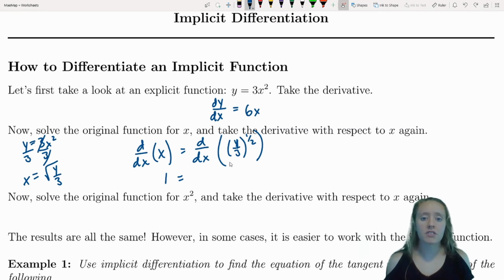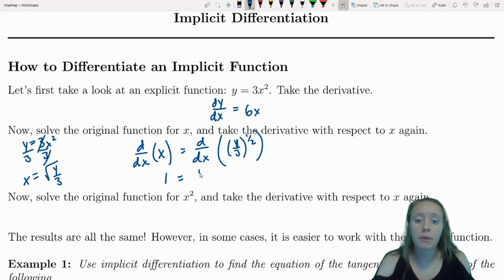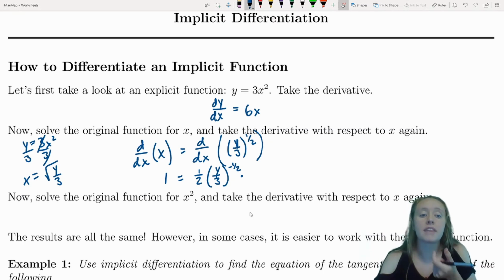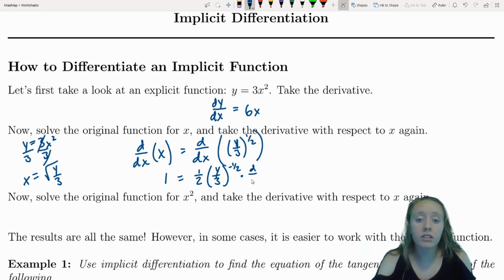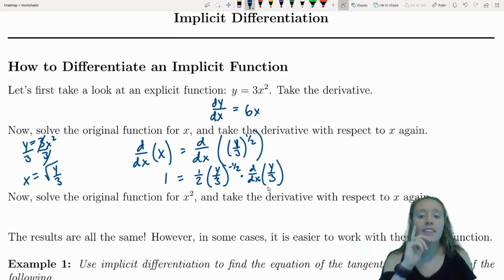Well, it's going to be a little bit of chain rule, right? We have y over 3, which is some function raised to the 1/2. So what I'm going to do is I'm going to bring my 1/2 down in front. I still have my same inner function y over 3, but now that becomes to the negative 1/2. But with the chain rule, we also have to multiply by the derivative of the inside function. So this gets multiplied still by the derivative with respect to x of y over 3. And that's what we need to think about. How do you take the derivative of y over 3?